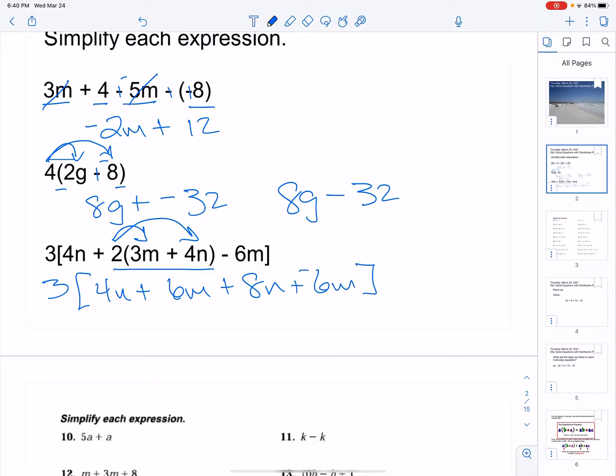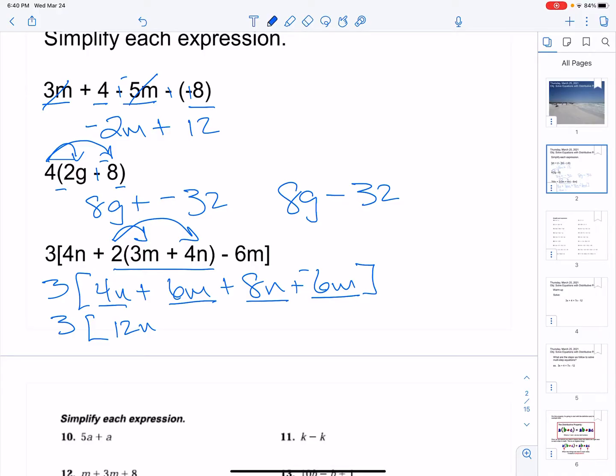Now what I'm going to do there is change that subtraction to addition and the 6m to a negative 6m. Now, one of the things that we can do here is combine our like terms and then distribute the 3, or I could distribute the 3 to each piece and then combine the like terms. In this one, I'm going to go ahead and combine the like terms together first, and then I'll distribute the 3. So I know I can take this 4n and this 8n and put those together to make 12n. Plus, and then I take the 6m and the negative 6m. Oh, and what are they? They are opposites, so they're just going to cancel each other out.